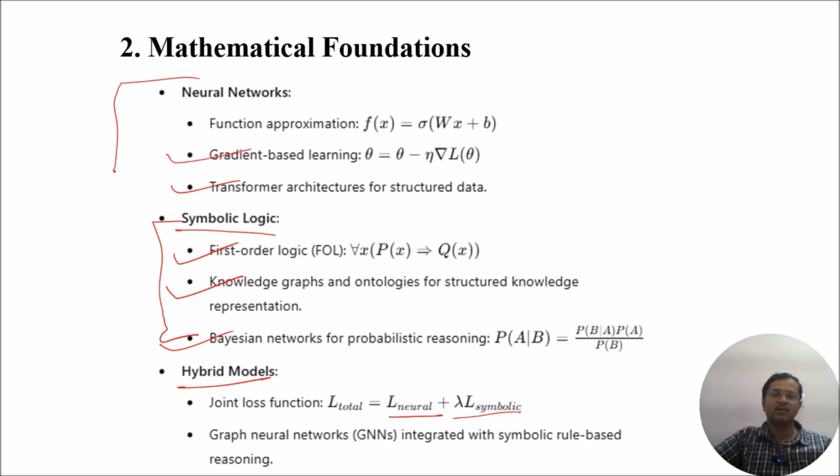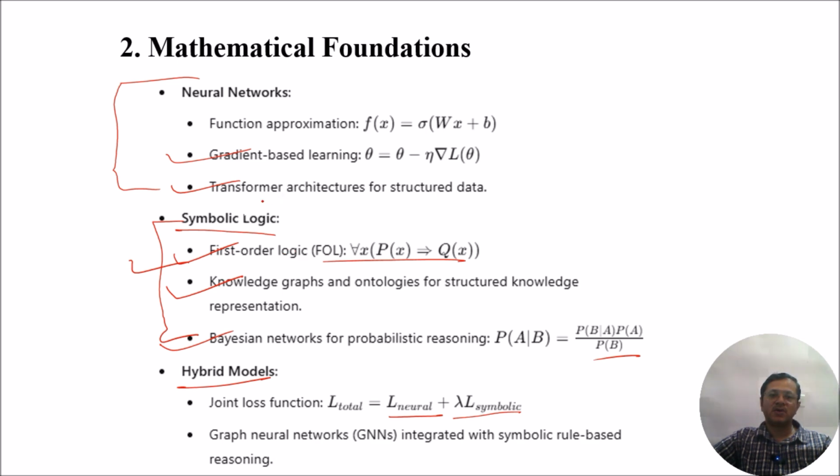For neural networks, you are already aware of different kinds of architectures, gradient-based reasoning, and transformer-based architectures. For symbolic logic, I think symbolic logic is also not new. First order and second order logic, you are already aware of those things. Knowledge graphs and structured knowledge representations. There are so many different ways to represent knowledge. And again, Bayesian probabilistic reasoning and Bayesian networks. I think people are aware of all those things. These come under symbolic logic.